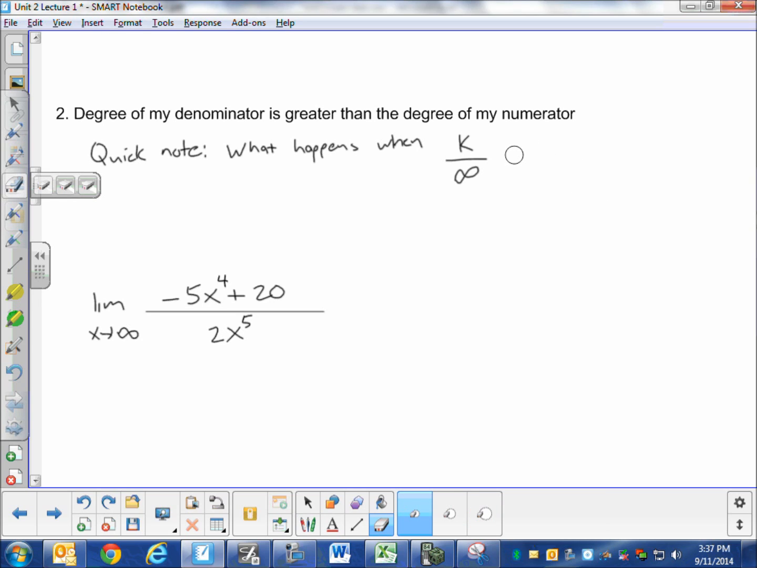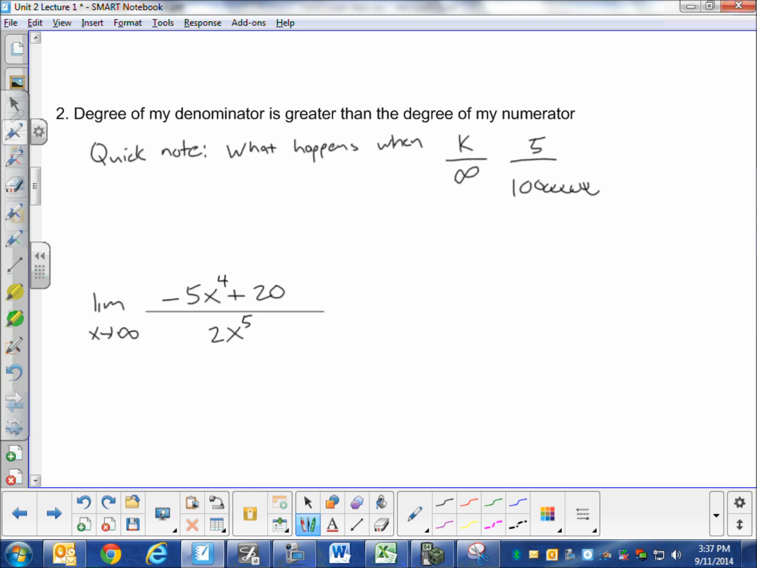Okay. Here, negative 5x to the 4th plus 20 over 2x to the 5th. We'll do it both ways. A quick note, what happens when we take a positive value like 5 and divide it by something infinitely big? You get something infinitely what, Miss Pallop? Small. Something infinitely small that is approaching 0.